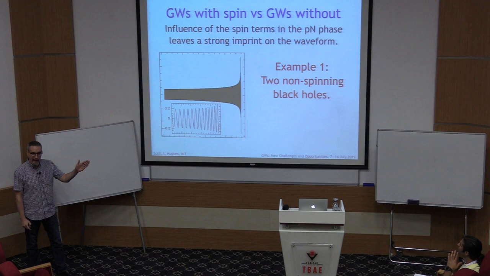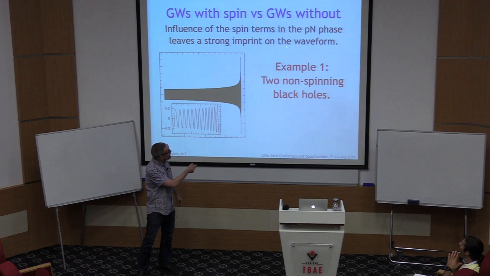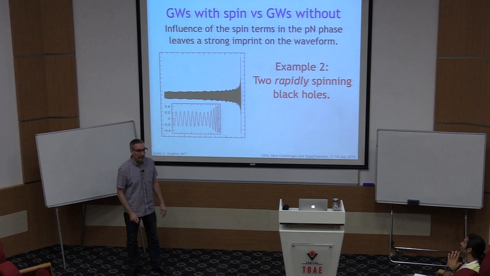So that is that dω/dt goes as ω to the 11/3. That is what you were hearing as this inspiral of these objects proceeded. In this example, I imagine that the members of the binary were non-spinning black holes. Now imagine I make them rapidly spinning.